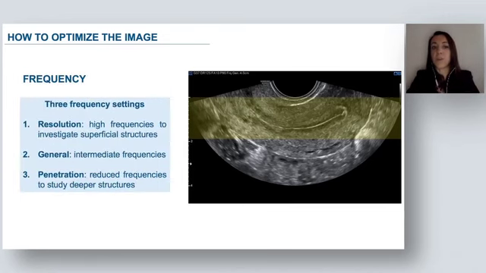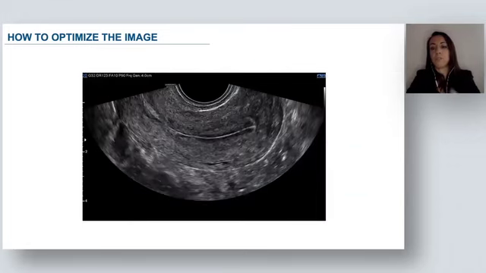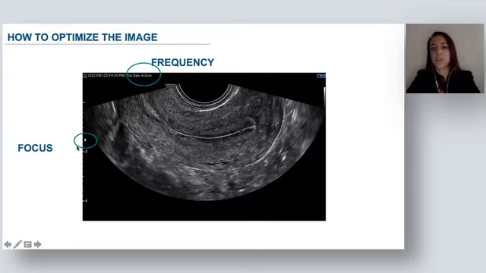Please check also the frequency. We can have 3 frequency settings: resolution, high frequencies to investigate superficial structures; general, intermediate frequencies; or penetration to study deeper structures. To assess the uterus and ovary, we also use general frequency. So, to obtain a good image of the uterus, for example, we can use general frequency and the focus in this position.